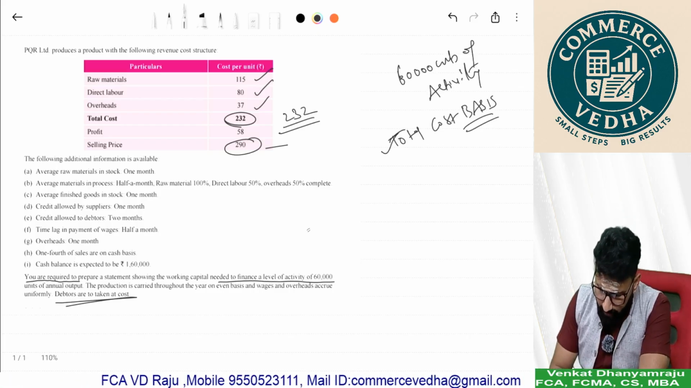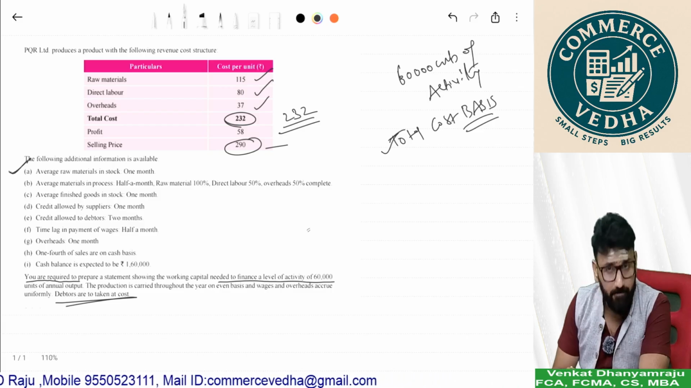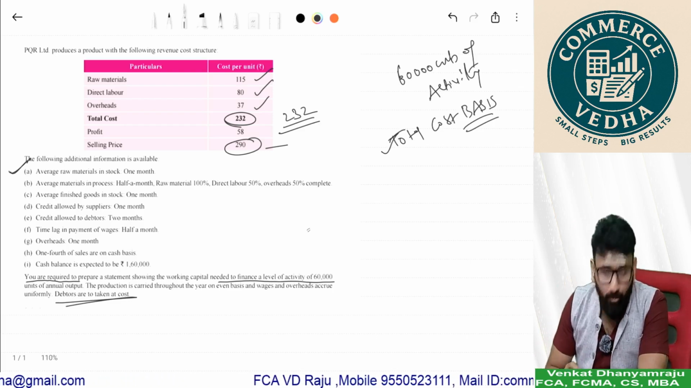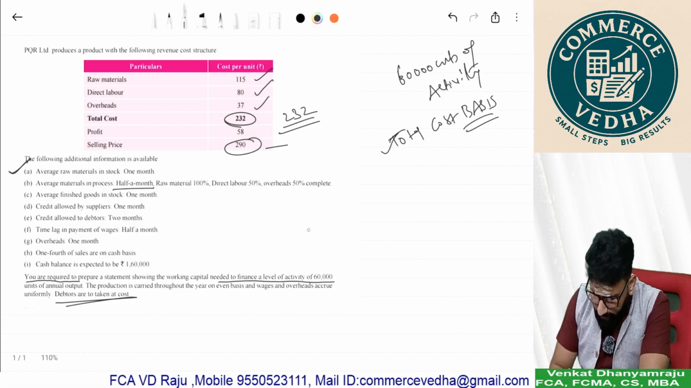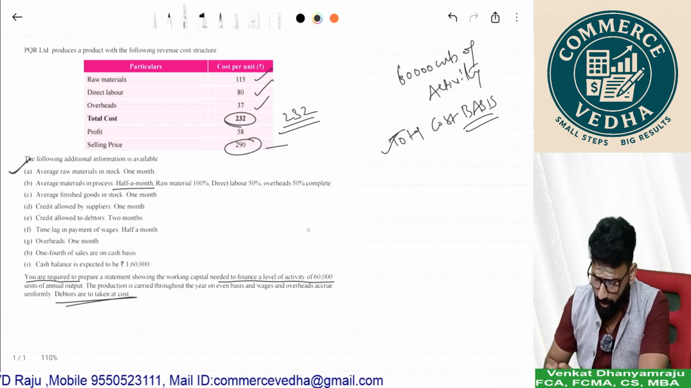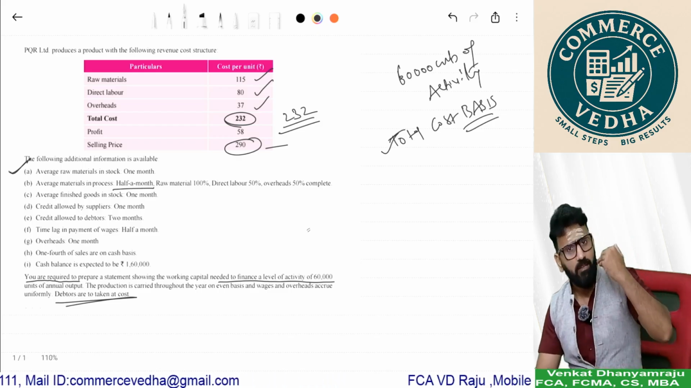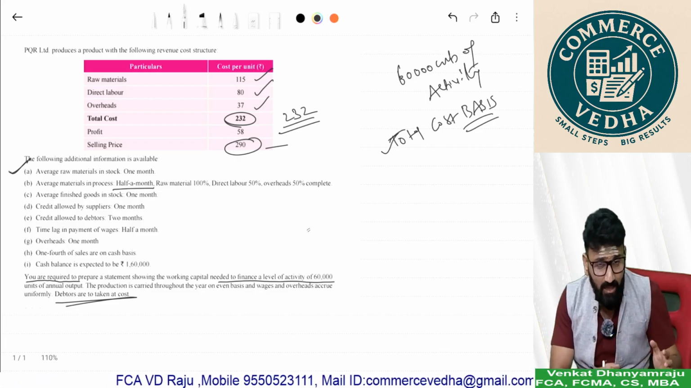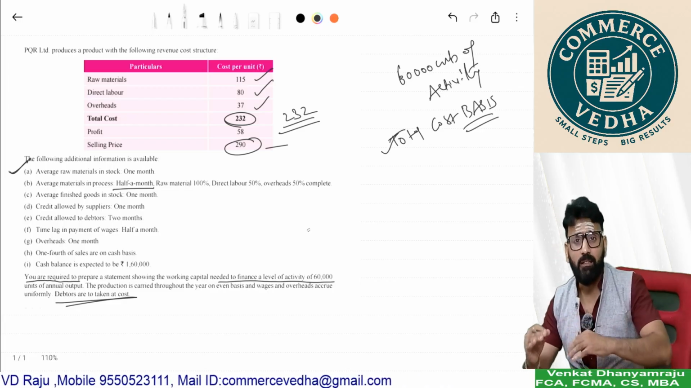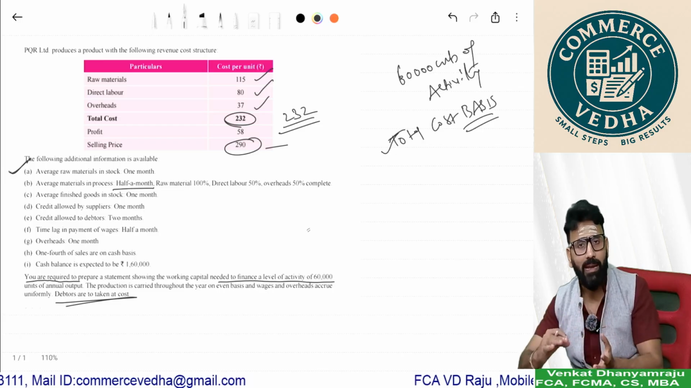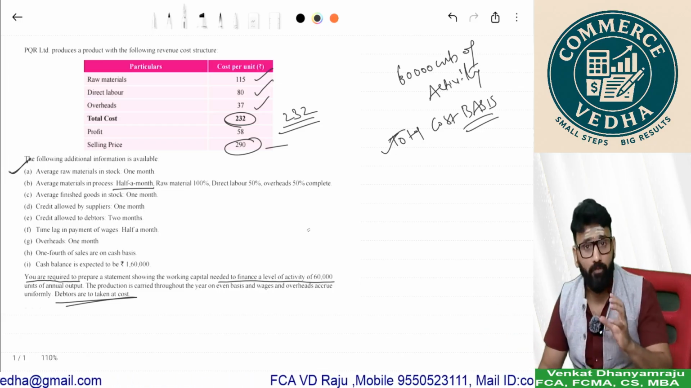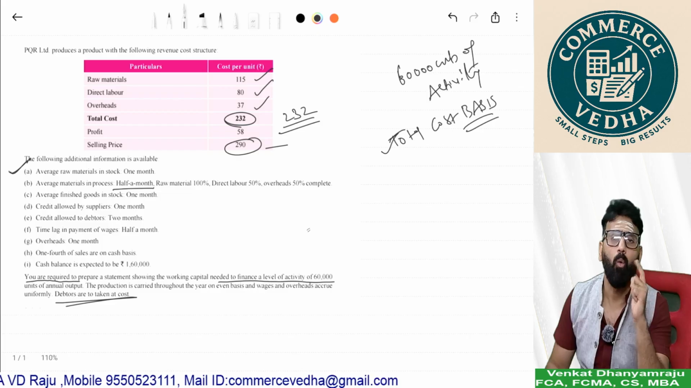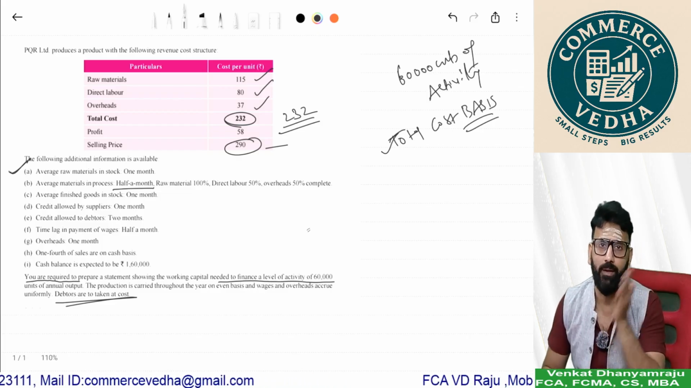It says average raw materials are in stock for 1 month. So we need to keep raw materials in stock for 1 month. Work in progress, what does it say? Half a month is work in process stock. But always remember, what does work in progress mean? Material is given. On that, some work is to be done to make it a finished good. Hence, for work in process, material is always 100% complete. What is not complete is labor and overheads.